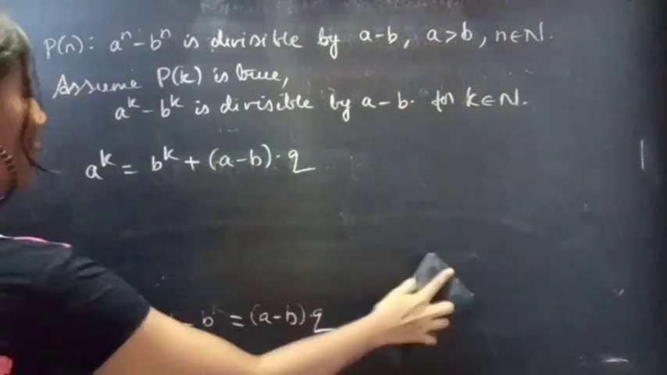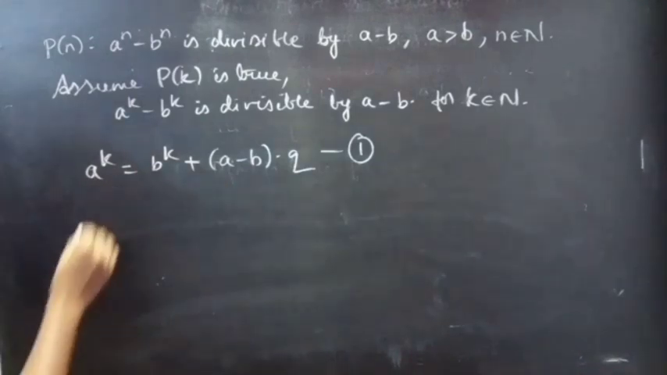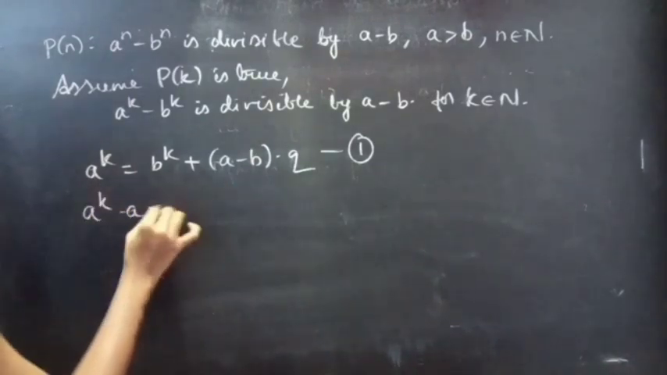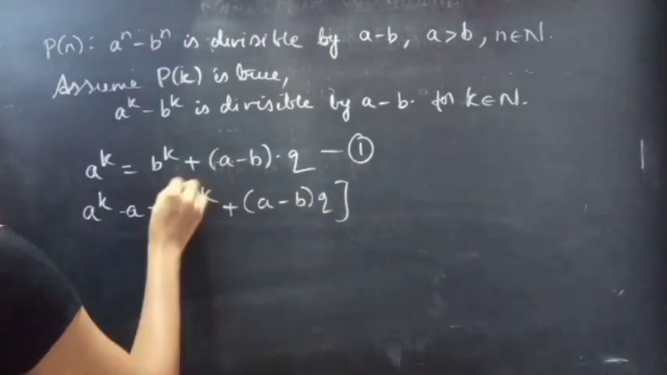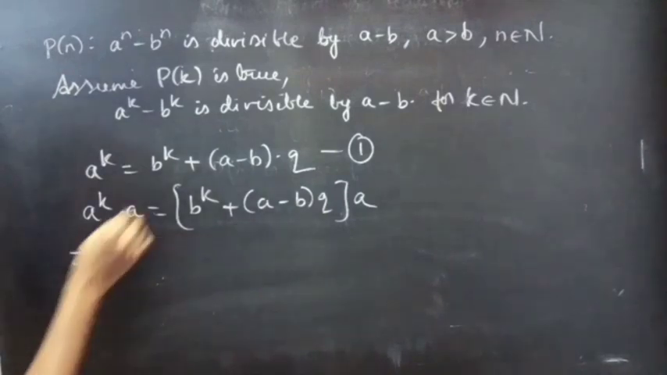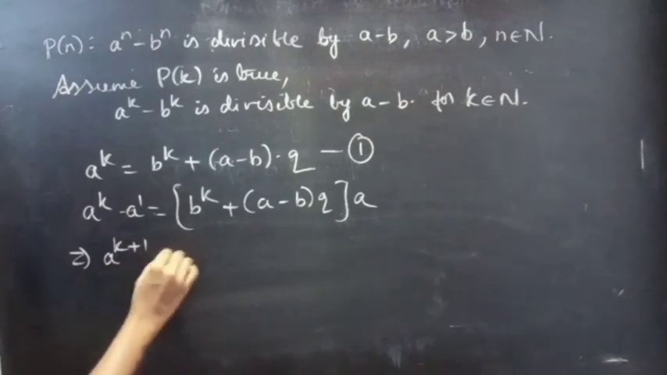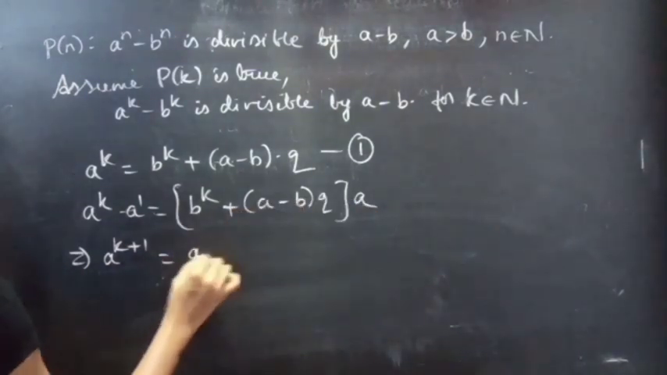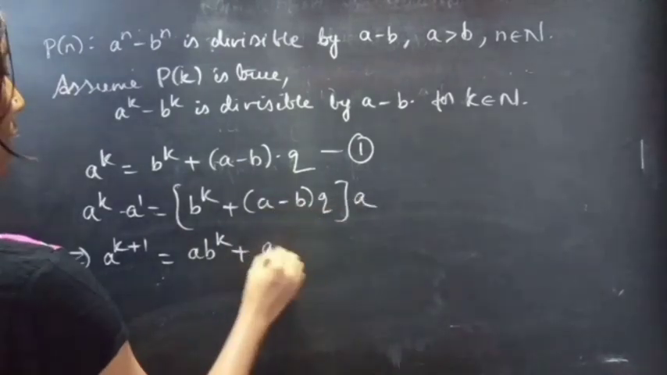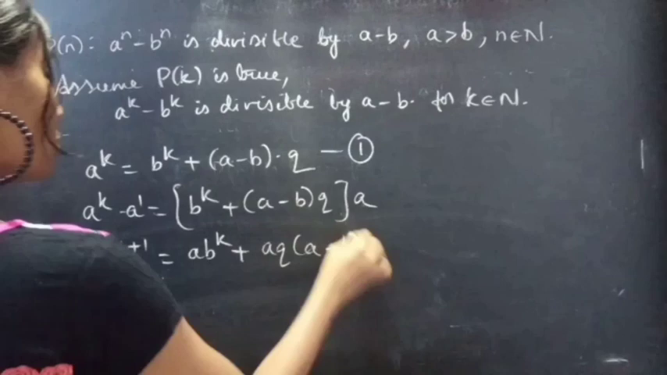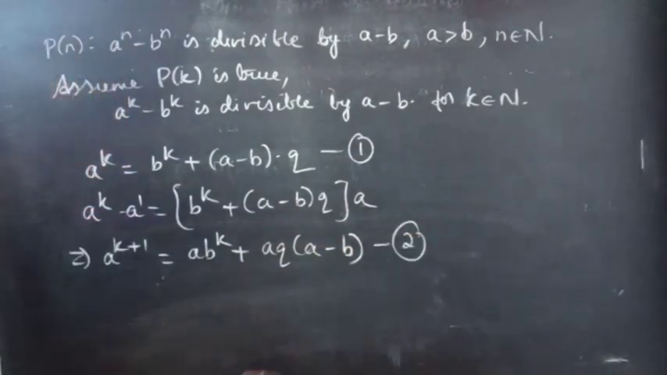Now consider it as equation 1. If you multiply both sides with a, then you will get, here you are having power 1, right? Add the powers, you will get k + 1: aᵏ⁺¹ = a·bᵏ + (a − b)qa, that is aq(a − b), right? Consider as equation 2.